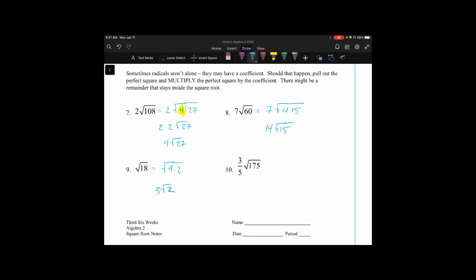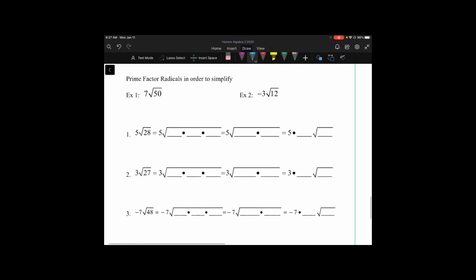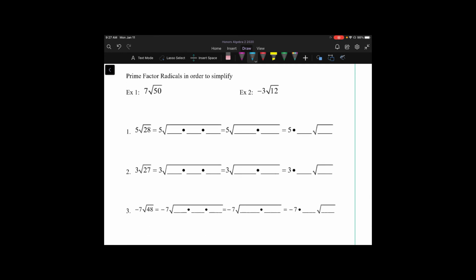Number 10 looks a lot trickier than it is. I'm going to leave the 3/5 outside for a second, and we're going to break this down. 175 is 25 times 7. Square root of 25 is 5, okay? And then 5 times 3/5 would be 15/5, or 3. And we keep the 7 in the house. That's all there is to it. It's not too bad. We can do the prime factorization as well. I found this to be a lot easier when I was first learning how to do this.